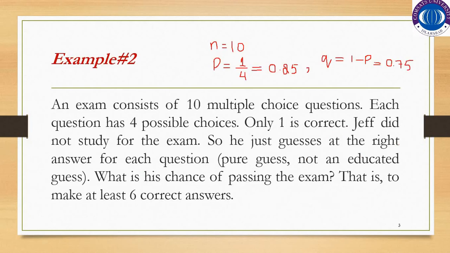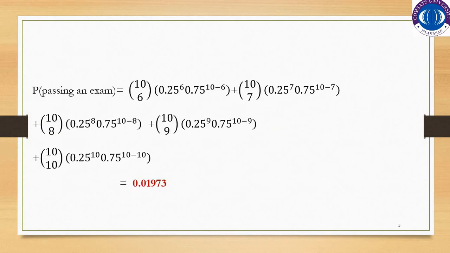As he was making the random choices, that is, he was making the pure guess, not on the basis of the education. He did not study for the exam. That's why the probability of passing his exam is very low, which is 0.01973. There are very few chances of passing his exam.